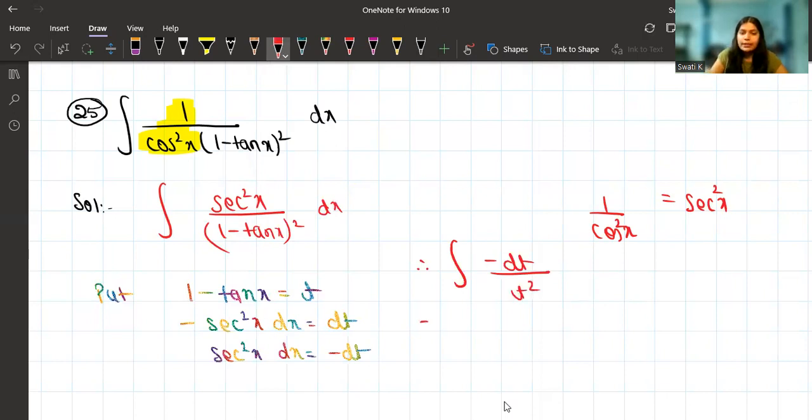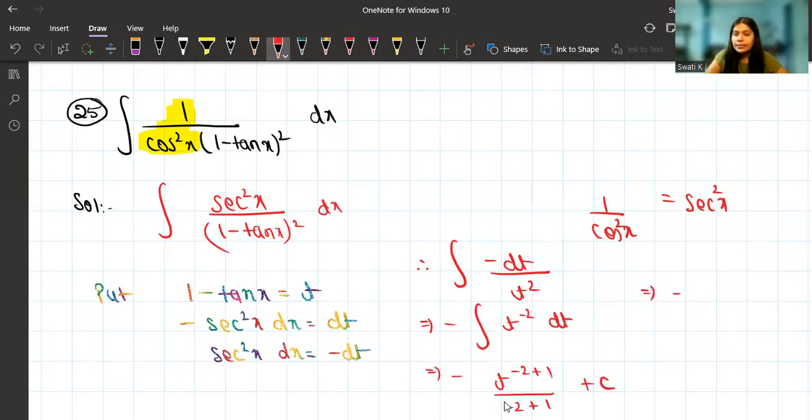Simply this will become minus outside, integration 1 upon t square using the property of exponent, this is t raised to minus 2 dt, and this will become minus, integration of this is t raised to n plus 1, that means minus 2 plus 1, upon n plus 1, that means minus 2 plus 1, plus the constant of integration. This will become minus t raised to minus 2 plus 1, upon minus 1, plus c. Now this minus will become plus, so it is simply t raised to minus 1 plus c.